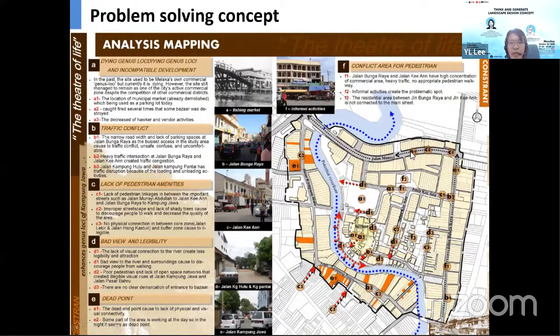Yeah, everything shows on the maps. Yeah, because we are architecture students. No need to write too much, because this is a master project, so that's why I have to write a lot.